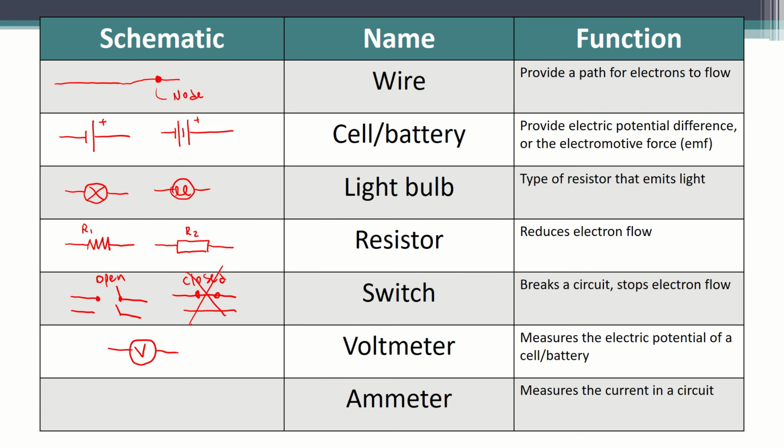And again, this will measure the electric potential of a cell or a battery. And then we have another tool called the ammeter, which measures the current in the circuit. The ammeter is very simple as well. It's just a circle with an A and a couple of leads on each side. All right, so those are the basic schematics for the basic elements in the circuit. There's lots more, but for our purpose, this should be enough for now.